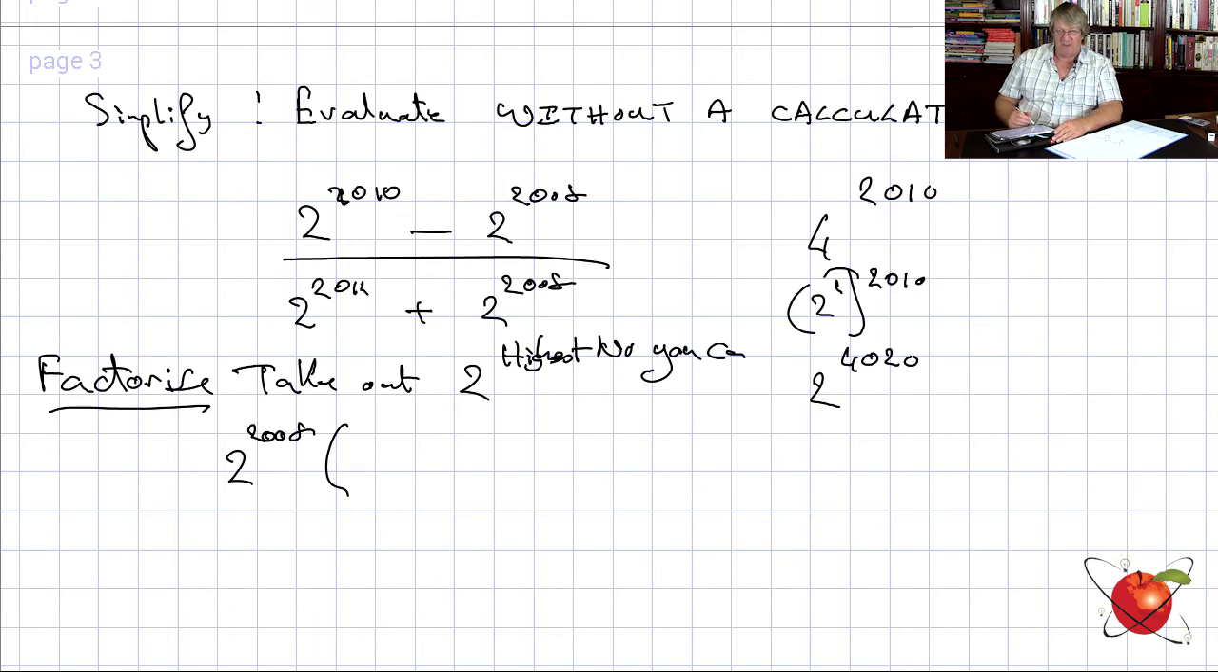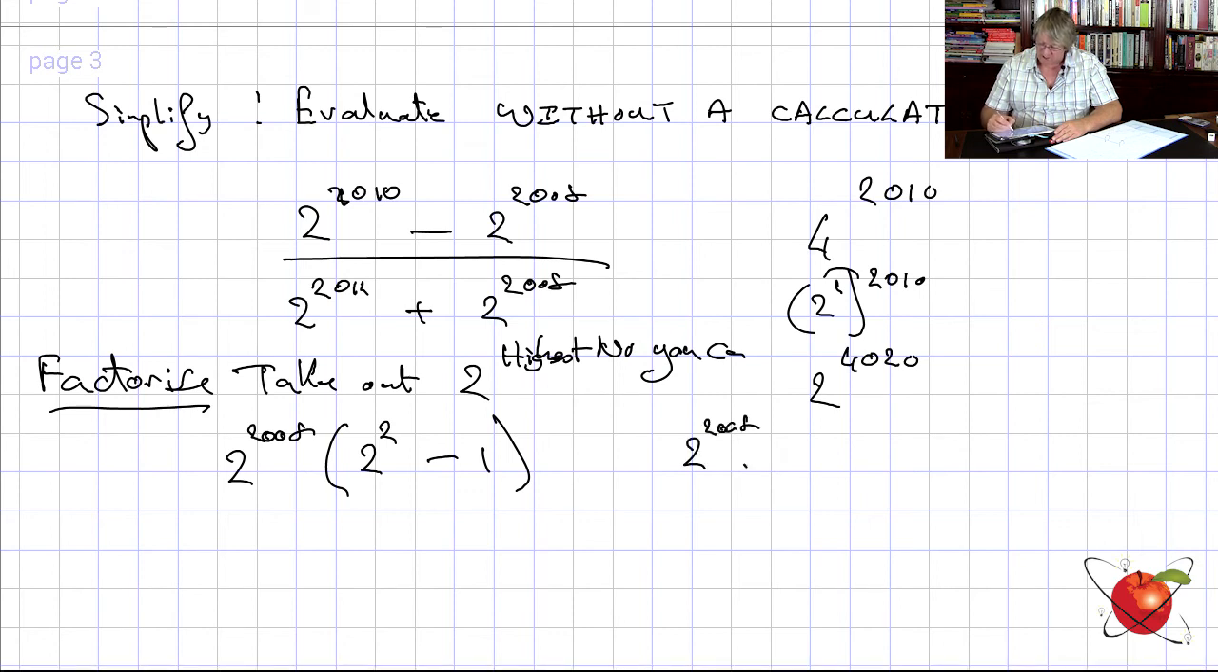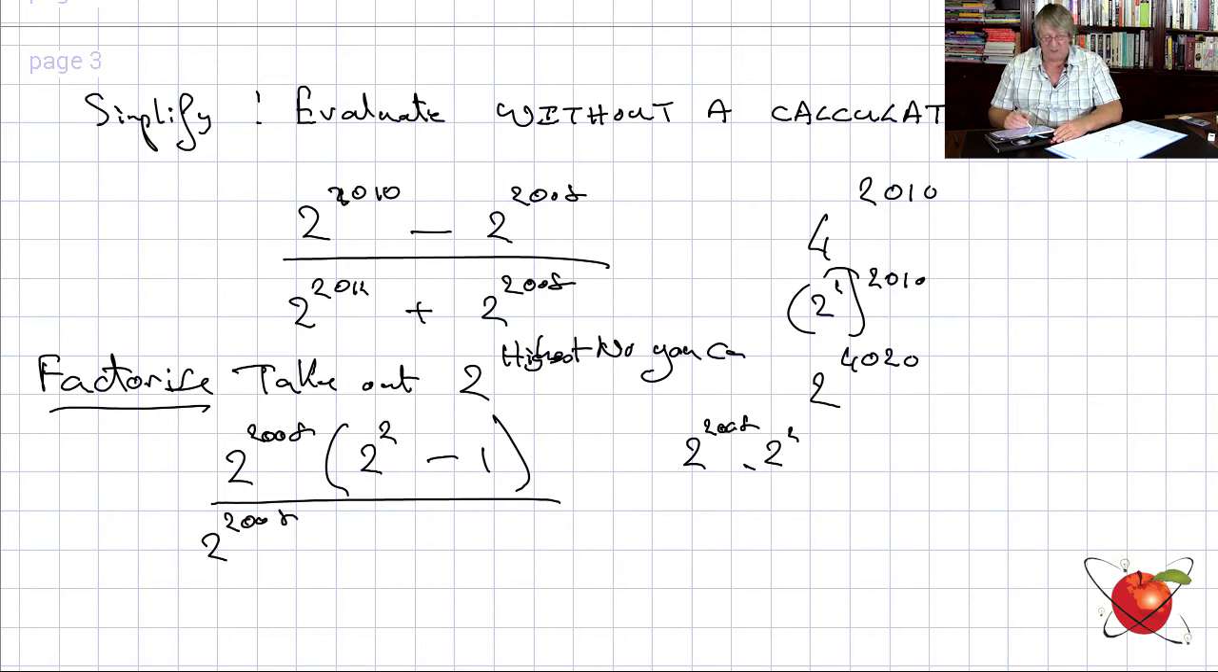What does it leave me with there? It leaves us with 2 to the power of 2, minus 1. Why? Let's multiply it back. That's 2 to the power of 2008 times 2 to the, what happens? You add them. So it becomes the 10, right? 1, because 1 times that is that. And at the bottom, also 2008 comes out. It's not always 2008. Could be 2007 or 6. But then we'll see what we're going to do with that.